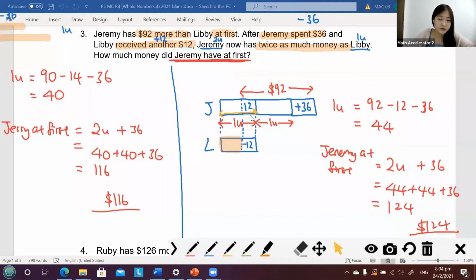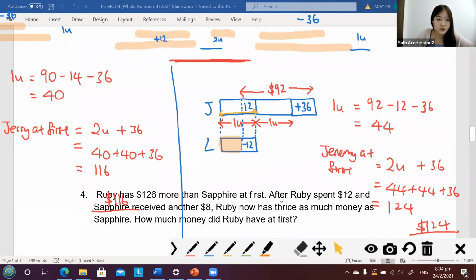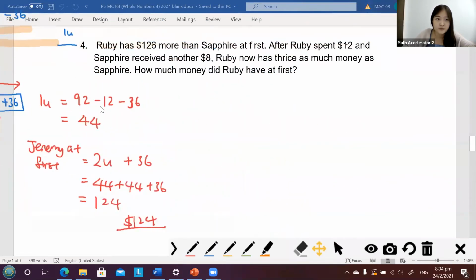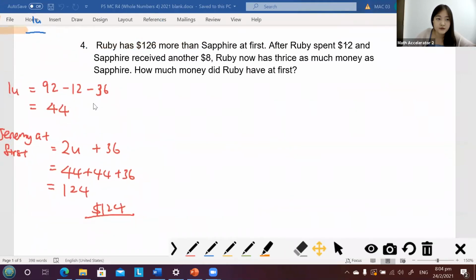So if you take 44 plus 92, it wouldn't get you that 124, right? Because you're adding an extra 12. Okay, great. Let's go to question 4. I'll leave question 3 here if you're still copying.